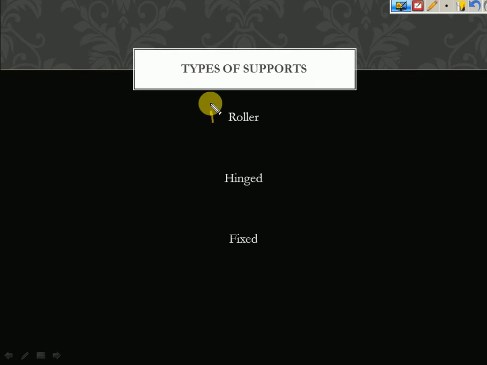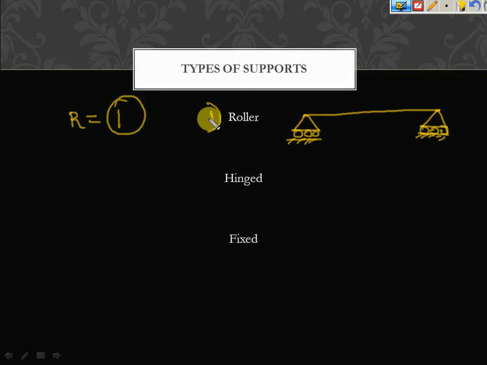So the first one is roller support. Roller support is represented like this. The rollers will be given here. I'll just draw a beam like this. This is the roller support. In the roller support, the number of resisting forces, that is the number of reactions R, is equal to 1. That means if a load is acting like this, this load is resisted by one reaction that is getting developed here.